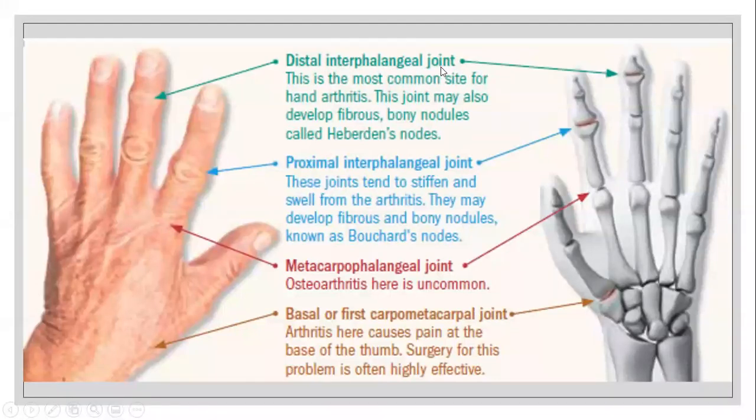Distal interphalangeal joints are the most common site for hand arthritis, and these joints may also develop fibrous bony nodules we call Heberden nodules. Proximal interphalangeal joints tend to become stiff and swollen from arthritis, and may develop fibrous and bony nodules known as Bouchard nodules. Osteoarthritis in the metacarpophalangeal joints is uncommon.